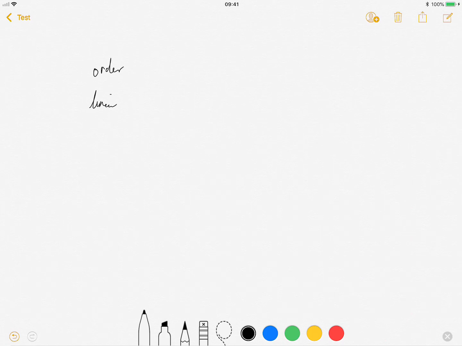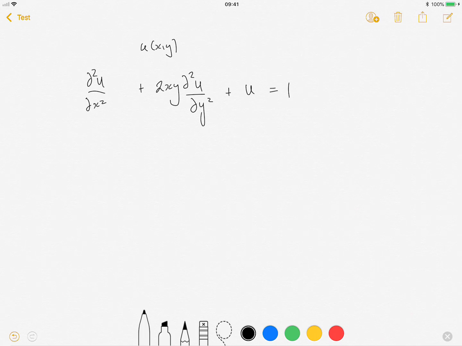All right, so a linear PDE is one that is linear in the unknown functions and all of its derivatives with coefficients depending only on the independent variables. In other words, say we had the partial derivative for function u(x, y), so d squared u by dx squared plus 2xy d squared u dy squared plus u equals 1, for example. This would be a linear partial differential equation because the coefficients depend only on the independent variables, that is x and y, and u is a function of x and y.